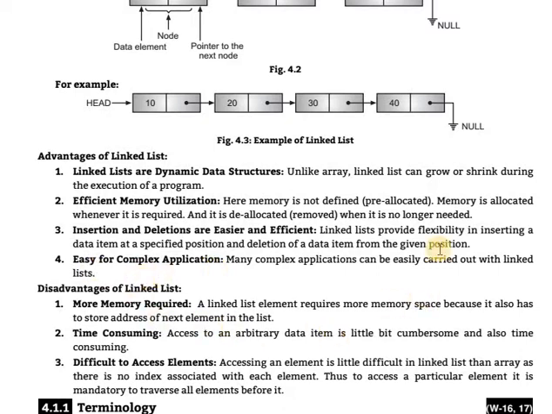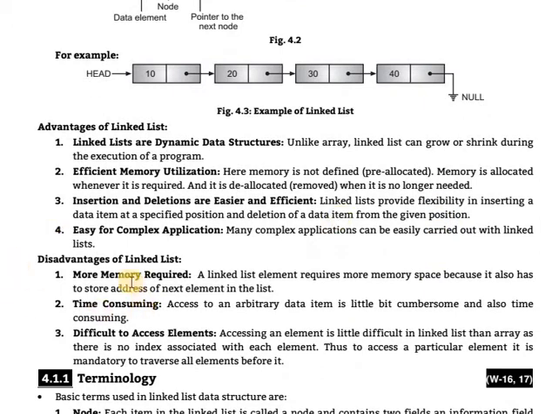After that, the disadvantages. More memory required. Linked list elements require more memory space, since each also has to store the address of the next element in the list. With an array, only the data field uses memory, but in a linked list there are two fields, the data and the link, and the link stores the address of the next node. That link requires extra memory, so it is said more memory is required.